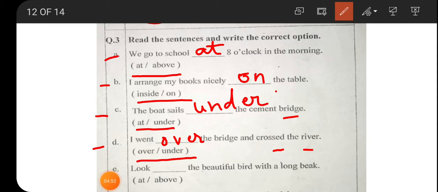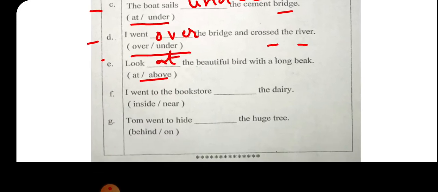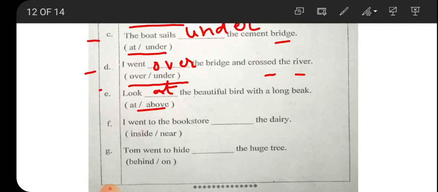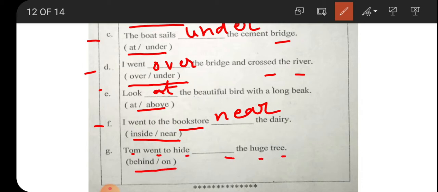Next, look. Next one. Look dash the beautiful bird with a long beak. So look at the beautiful bird. Here the two answers are given. We have to select the correct one. Next. Okay. Next one. I went to the bookstore dash the dairy, near the dairy. Out of the two, inside and near, we will write near. Next now. Tom went to hide dash the huge tree. The two words are behind and on. So of course behind will come.